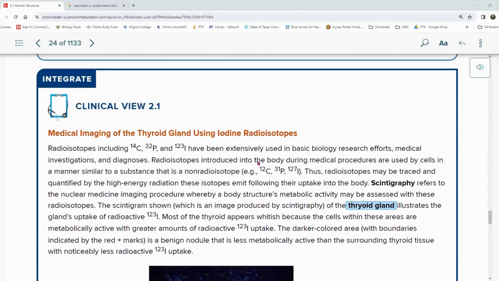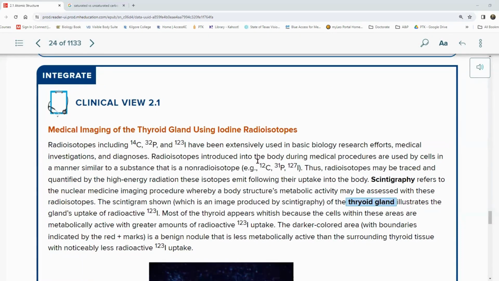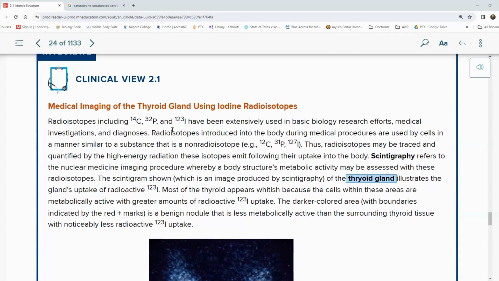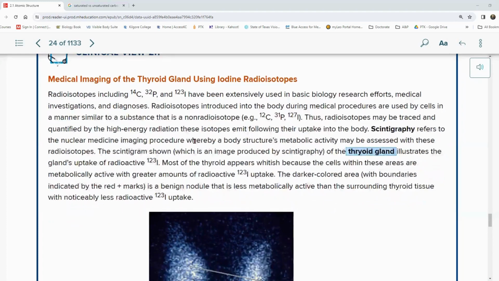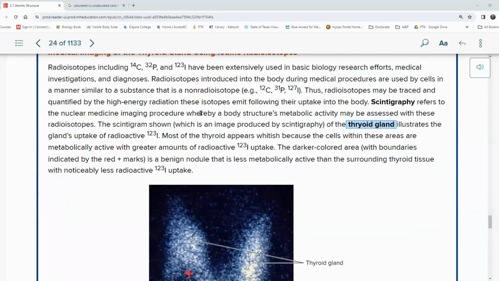So this can be used in medical imaging, especially if you're having thyroid issues. They can give you carbon-14, which is one of the isotopes up here. They can give you iodine 123 or phosphorus 32. Those isotopes are used for essentially treating thyroid issues. I actually had a friend who had thyroid issues, and they gave her iodine, which is very, very toxic. And essentially, it was helping to decrease the size of her thyroid because it was a little too overactive.